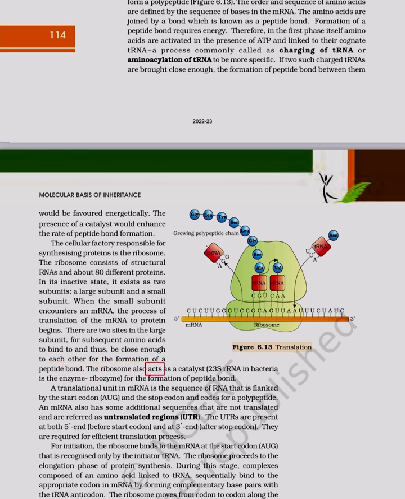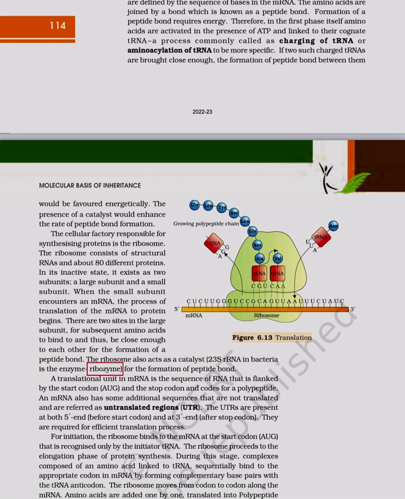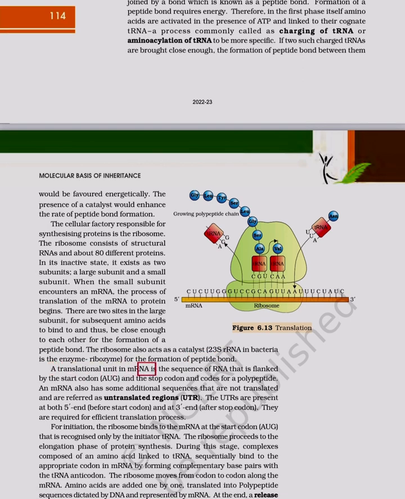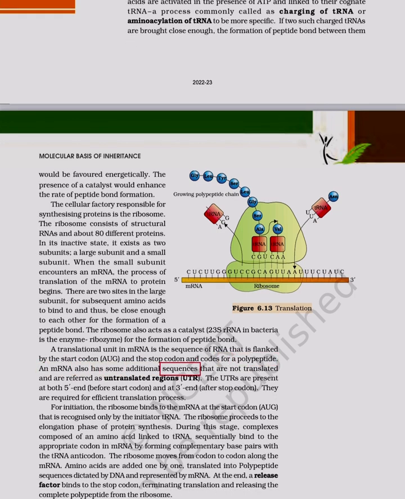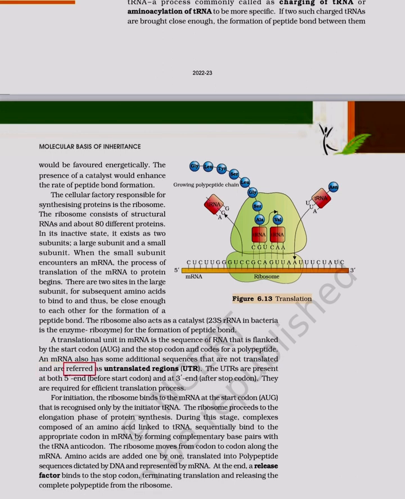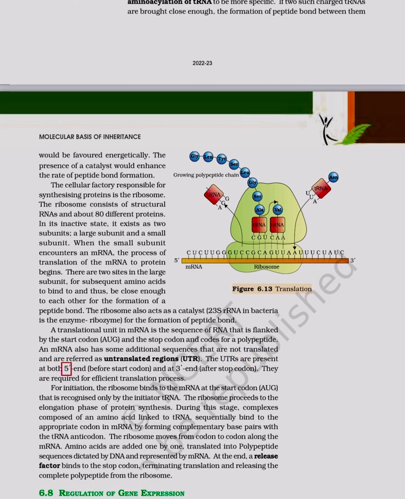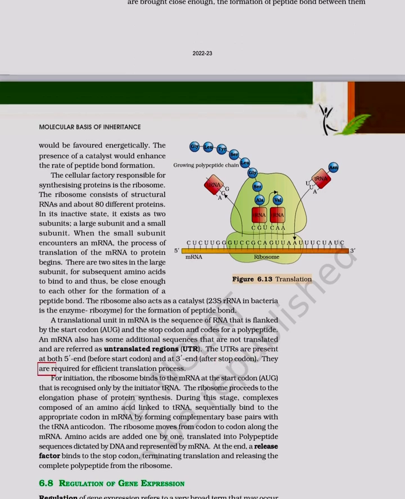The ribosome also acts as a catalyst. 23S rRNA in bacteria is the ribozyme for the formation of peptide bond. A translational unit in mRNA is the sequence of RNA that is flanked by the start codon, AUG, and the stop codon, and codes for a polypeptide. An mRNA also has some additional sequences that are not translated and are referred to as untranslated regions, UTR. The UTRs are present at both the 5' end before the start codon and at the 3' end after the stop codon. They are required for efficient translation process.